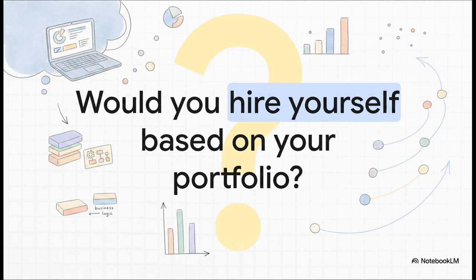Start with Project 1, focus obsessively on the business logic, use the right tools for the right job, and go build a portfolio that simply cannot be ignored. Get out there and start building.